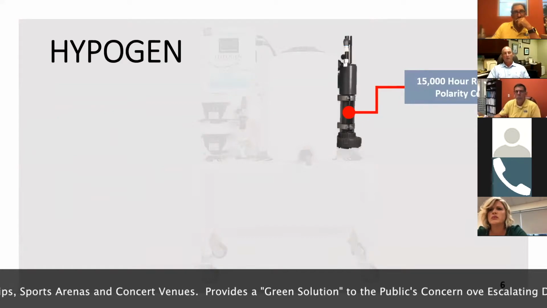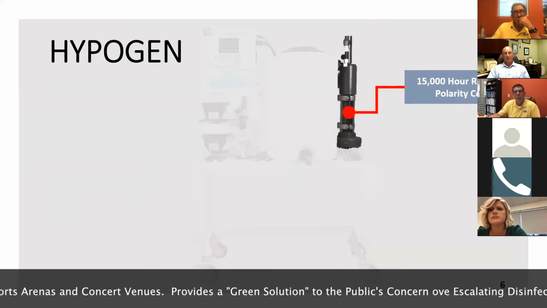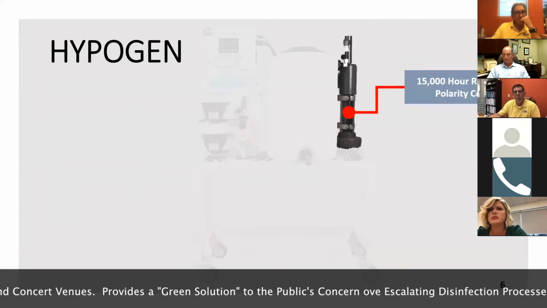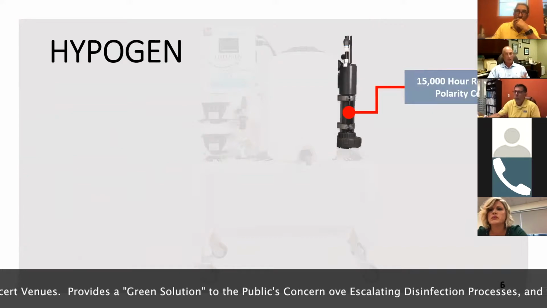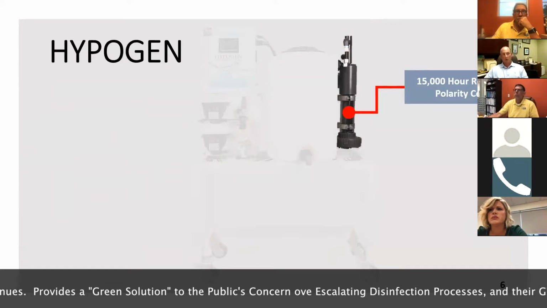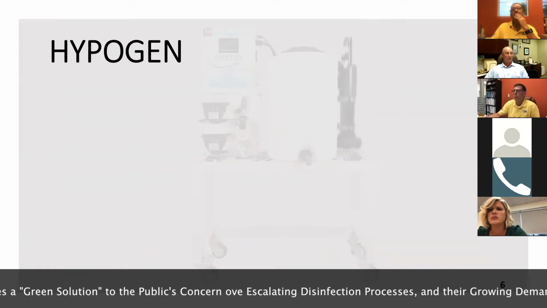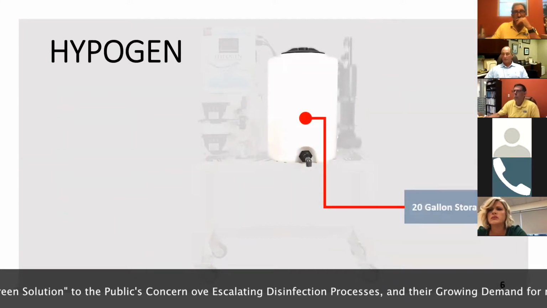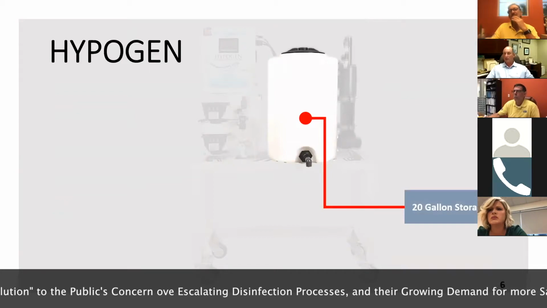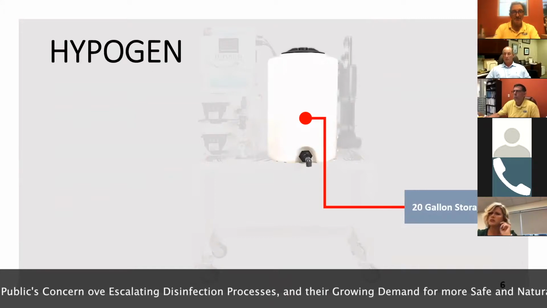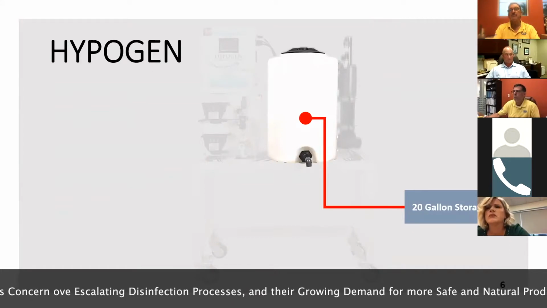And by using the reverse polarity cell, we're able to use just regular fresh water. We don't even need a water softener coming to our machine, so it made the install nice, quick, and easy. We've got our normal 15,000 hour reverse polarity cell. We then have a holding tank, a 20-gallon holding tank sitting on the skid, and that system fills the solution with 20 gallons of hypochlorous acid.